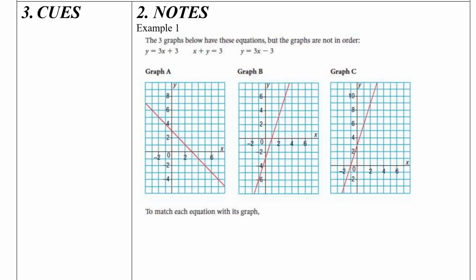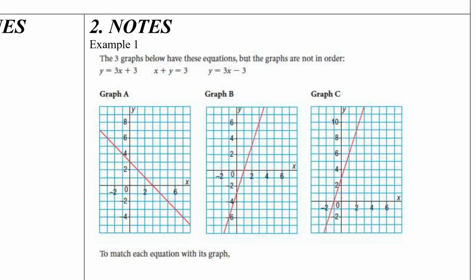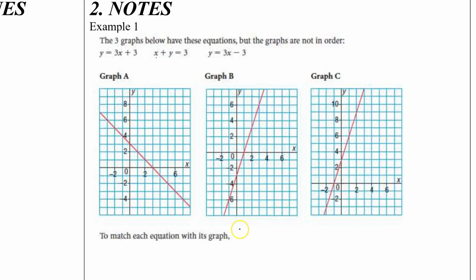So let's just jump into some examples here. Example 1. The three graphs below have these equations, but the graphs are not in order: y equals 3x plus 3, x plus y equals 3, and y equals 3x minus 3. So to match each equation with a graph, pick some points and substitute.